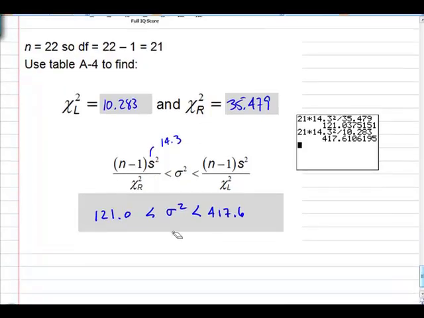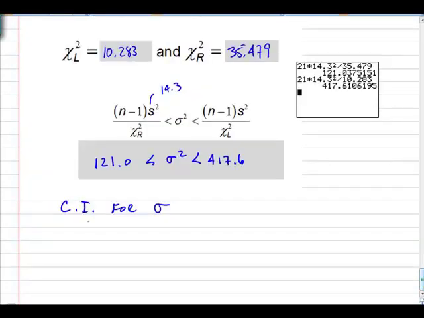Now, that's the confidence interval for the variance. What if I wanted the confidence interval for the standard deviation? What would I do? Just take the square root of those numbers. So this would be 11 is less than sigma is less than, what's the square root of 417.6?